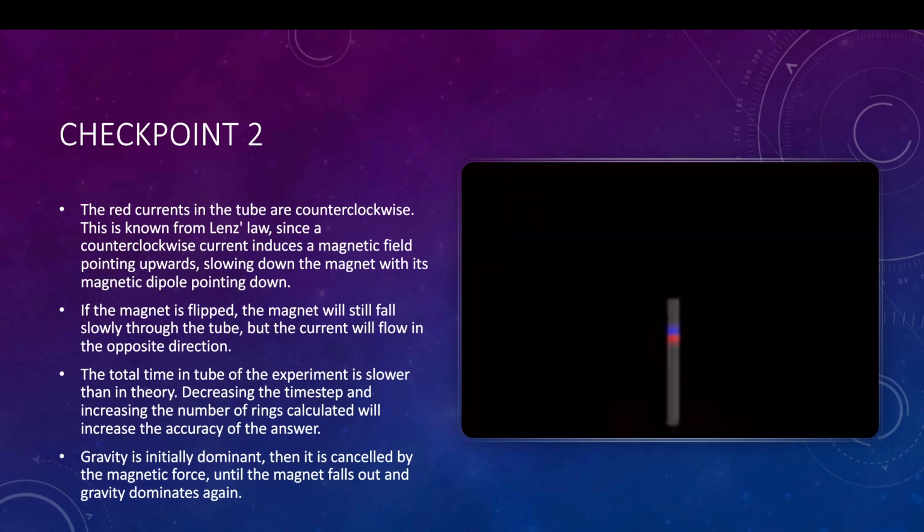Decreasing the time step and increasing the number of rings calculated will increase the accuracy of the answer. And reviewing the graph again, gravity is initially dominant, and then it is cancelled out by the magnetic force until the magnetic force falls out, and then gravity once again begins to accelerate the magnet downwards.